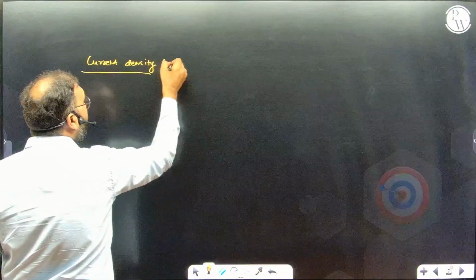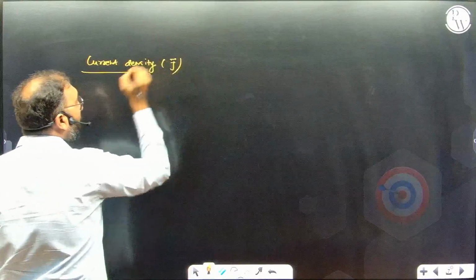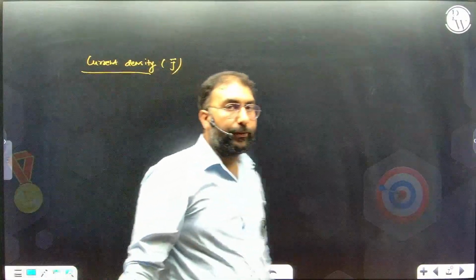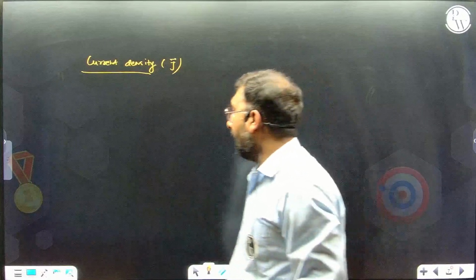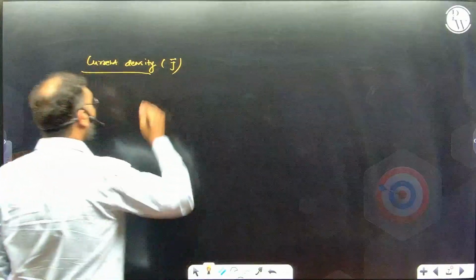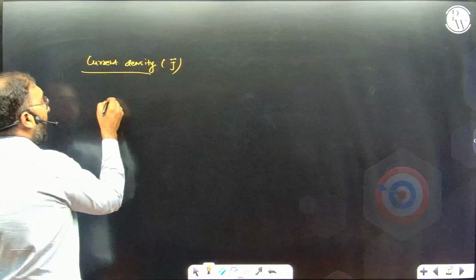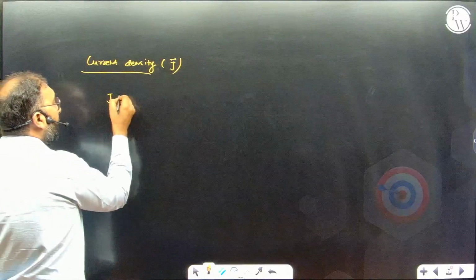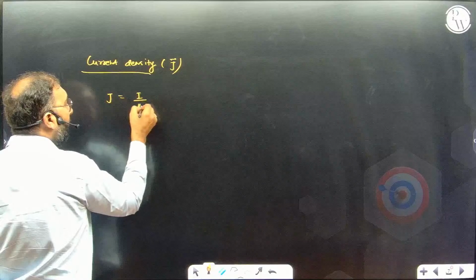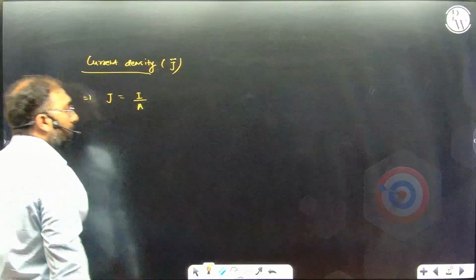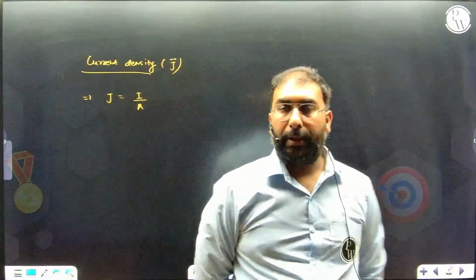The Ohm's law for conductor, right? And the concept of current density. Current density is generally represented by J. It's a vector quantity, so it is written as J vector. And how do you write down J? This is current per unit area.